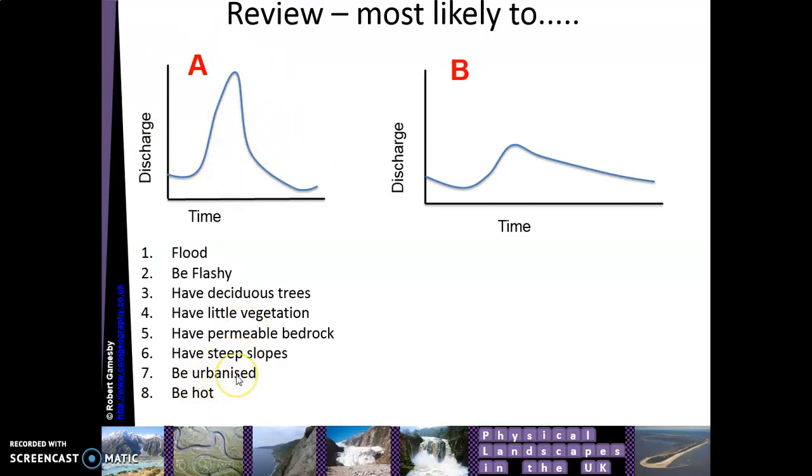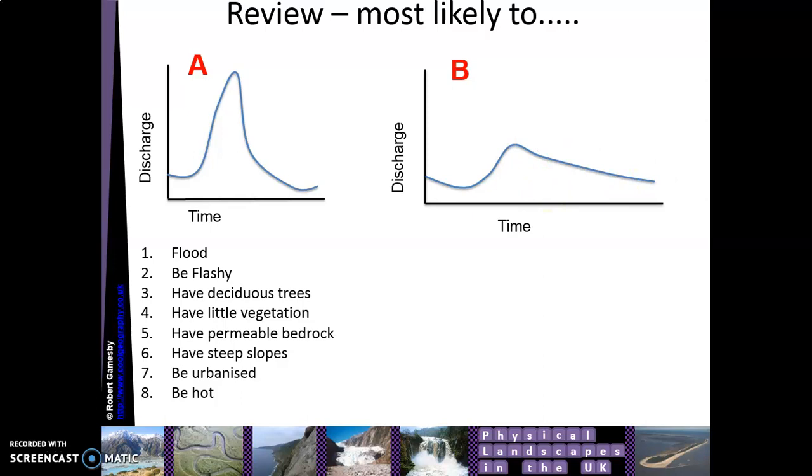Be urbanised, like Manchester is, okay, and Flixton, Urmston is. So it means you've got lots of concrete and tarmac and drainage channels and things. That's going to create a flashy hydrograph because you're going to get water getting to the river really quickly. And then be hot. Well, this is an interesting one because being hot can do two things. It can bake the ground hard, which means it creates an impermeable surface. So you could have an A, or flashy hydrograph, if it's baked hard soil, or you could have it as B, because the ground might actually soak up the water, so it depends on the situation.